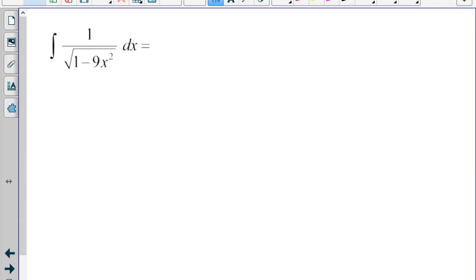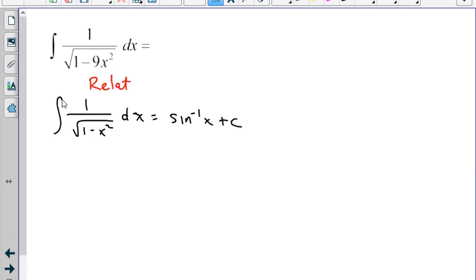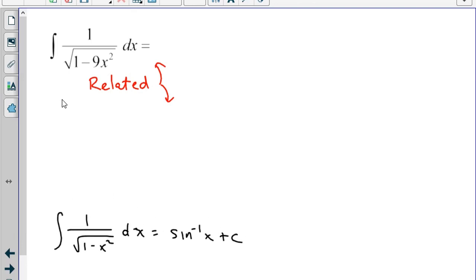squared dx. Now we should recall that the integral of 1 over the square root of 1 minus x squared dx is equal to arc sine of x plus c. So these two things should be related. So since these two things are related, we have to figure out how to make this work. In order to make this work, we want to make this look as much like the integral of 1 over root 1 minus x squared as possible.